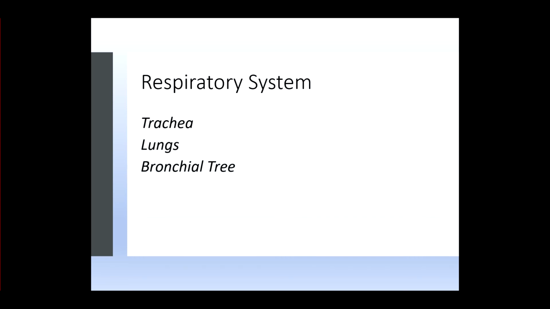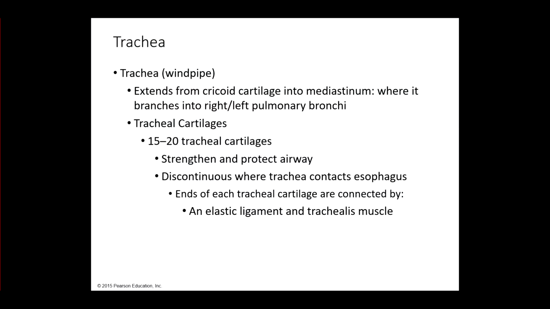In this lesson, we'll continue our discussion of the respiratory system by taking a look at some of the lower structures. We'll take a look at the trachea, commonly known as the windpipe, the two lungs, and then all the tubes in the lung known as the bronchial tree. So let's start with the trachea or the windpipe.